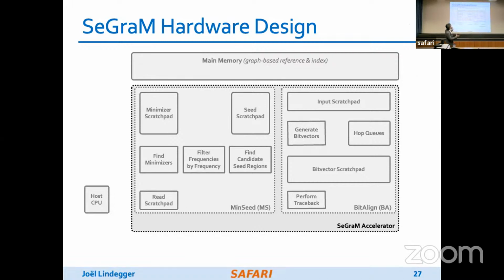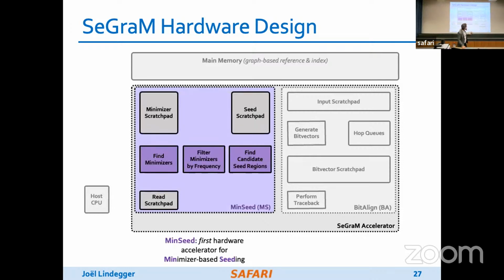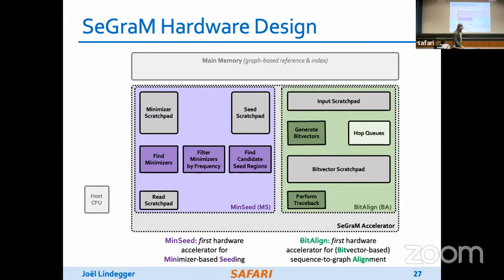Okay, so many boxes. Let's go over them. There are 2 main components. On the left, you have MinSeed in purple, and on the right, we have BitAlign. The left one does the minimizer seeding algorithm. The right one does the pairwise alignment or sequence-to-graph alignment algorithm. Then these are attached to some main memory, here HBM, and they get inputs from a host CPU.